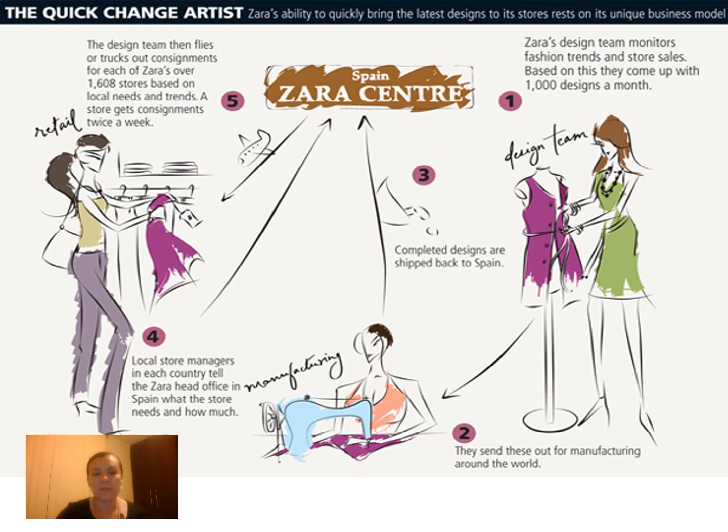The design teams fill trucks and consignments for Zara's more than 1,600 stores based on local needs and trends, and a store gets consignments twice a week. This is a summary of their supply chain. It's very interesting.